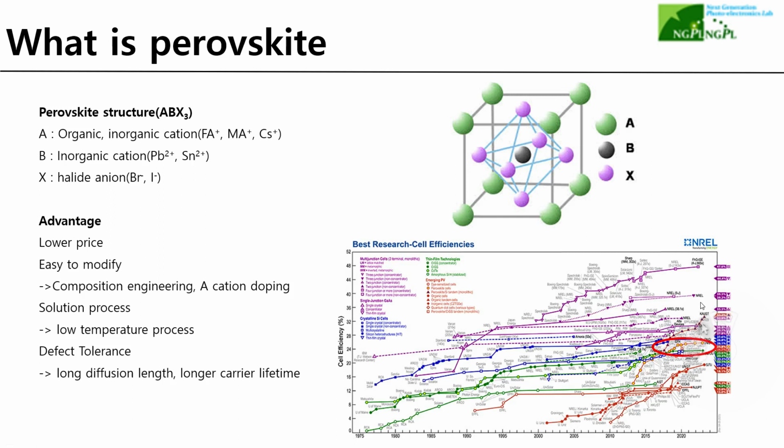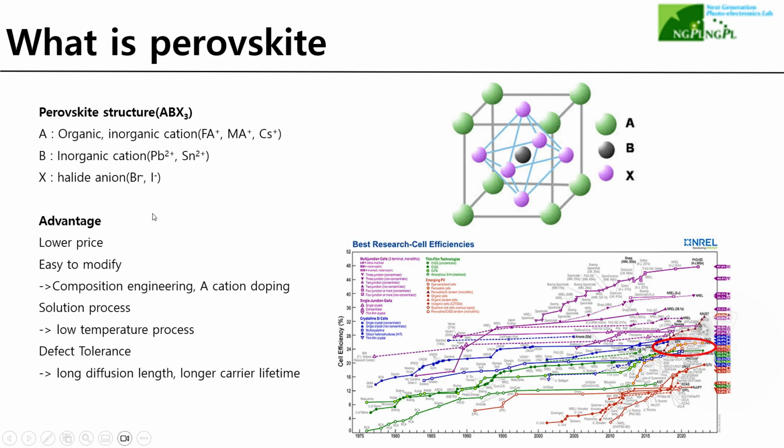As you can see in this graph, this is a graph about the best research cell efficiencies from NREL, the National Renewable Energy Laboratory. And in this graph, this red circle shows that the efficiency of perovskite solar cell increased so much over the last 10 years. It shows that perovskite is one of the promising candidates for solar cell materials. There are some advantages of perovskite solar cell.